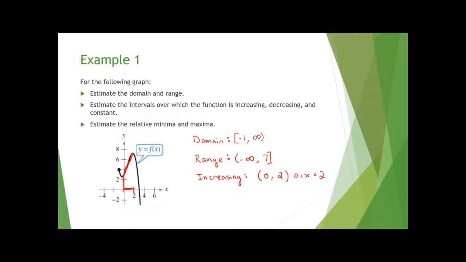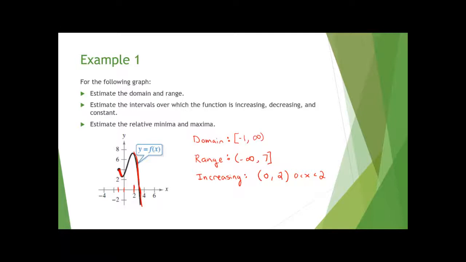So we're not doing ordered pairs. We're saying what values on the x-axis, what section of the x, we are increasing. And so we're increasing between 0 and 2 on the x-axis. And then when we do decreasing, it's the same idea. So we have two sections where we are decreasing. One of them appears to be at 2, and then here we've got from like 1 to 0.